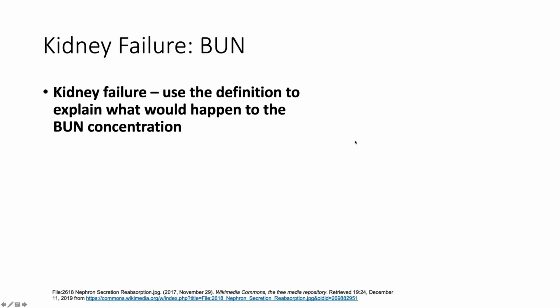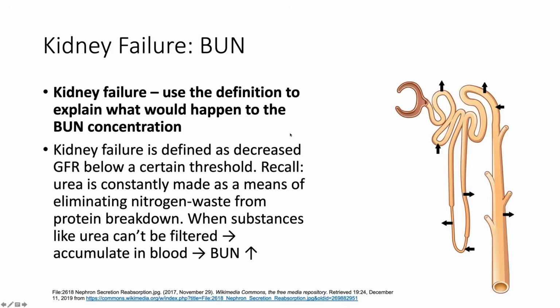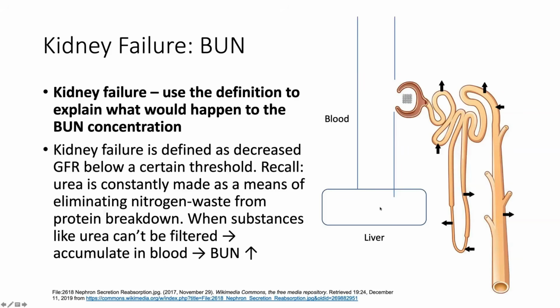Great. So let's talk about BUN. Alexa, use the definition of kidney failure to explain what would happen to the BUN concentration. BUN is blood urea nitrogen. In kidney failure, you're not able to excrete the urea, so you're going to have an increase in the nitrogen or urea content in your blood. Perfect. Exactly. Same explanation as with creatinine, right? This time, instead of the muscle, it's the liver. The liver turns ammonia into urea, which is why in liver failure you have high ammonia. Right?